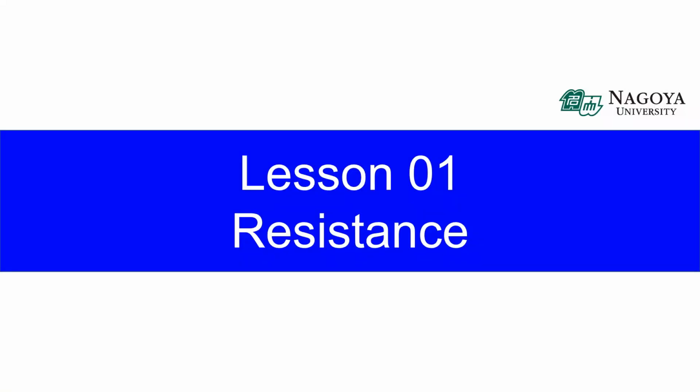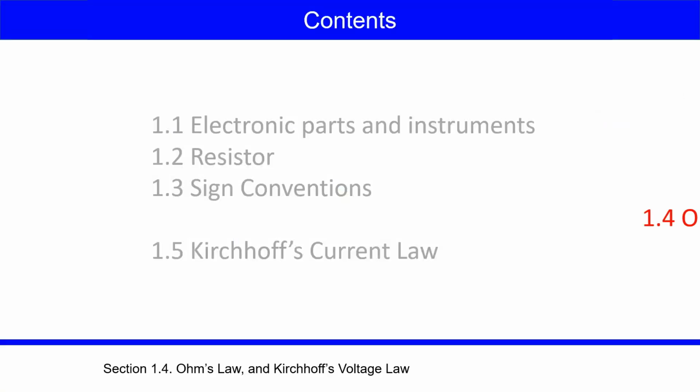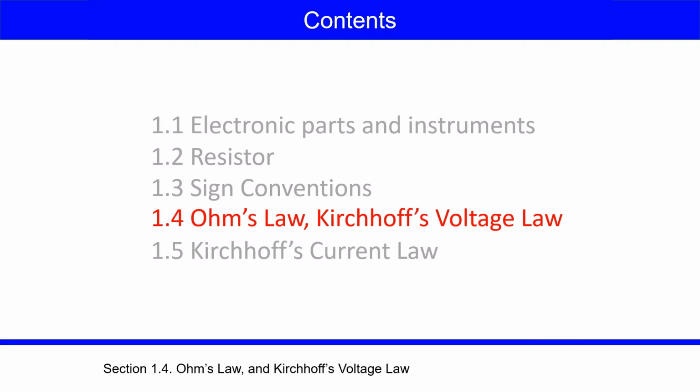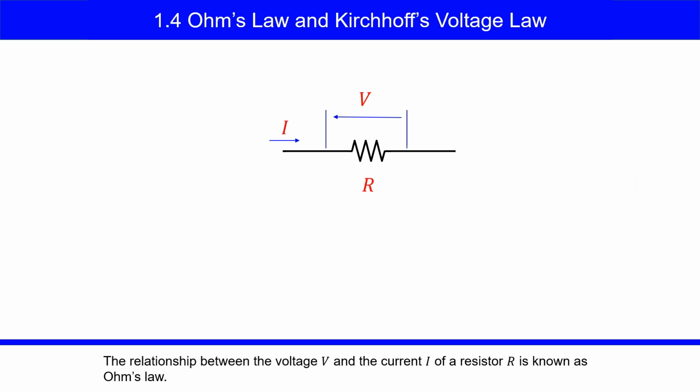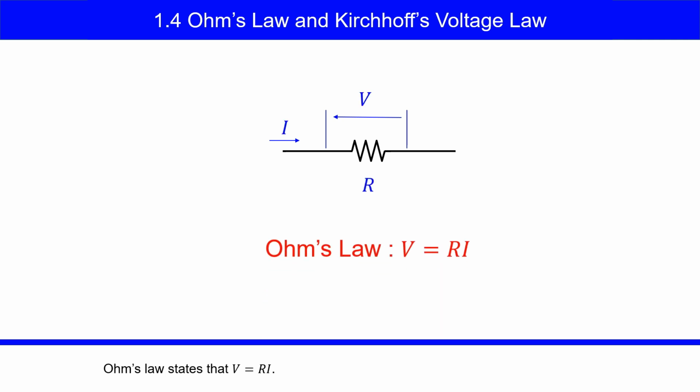Lesson 1, Resistance. Section 1.4, Ohm's Law and Kirchhoff's voltage law. The relationship between the voltage V and the current I of a resistor R is known as Ohm's law. Ohm's law states that V equals RI.